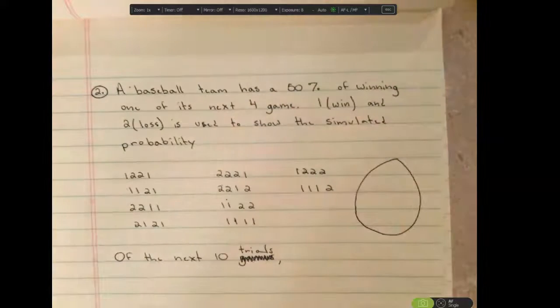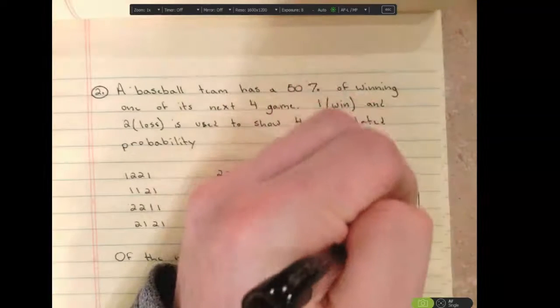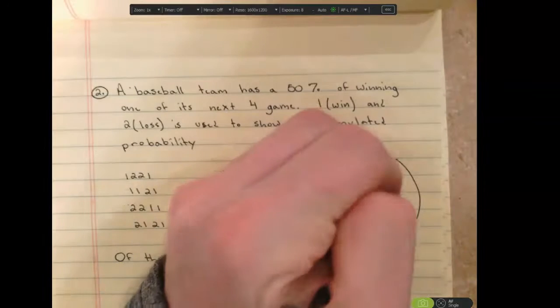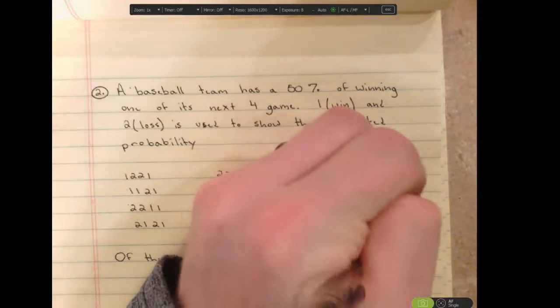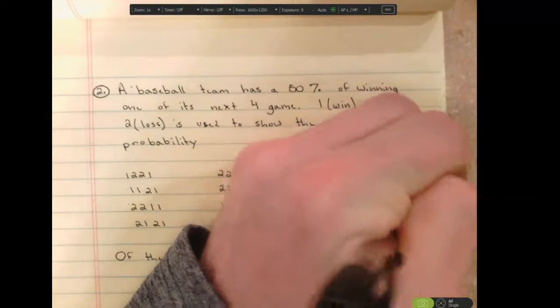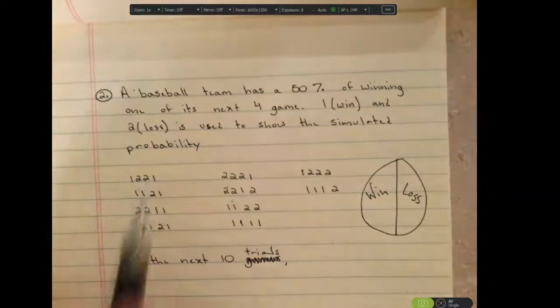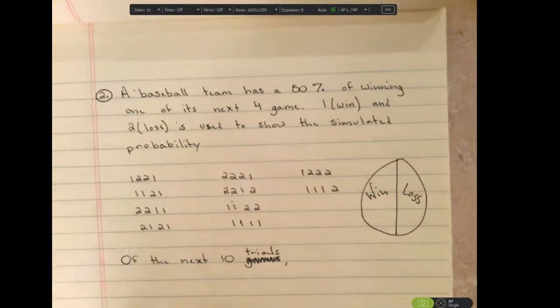On your trials, they used a spinner where one side had win and another side had loss on it. This team played 4 games, so each trial had 4 different results of either a win or a loss. Remember, 1 represents wins, 2 represents losses.